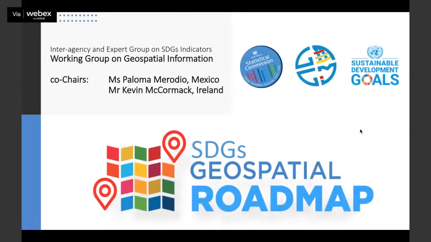Just to get started, we are going to go through a couple of slides to give some background about the work that the Working Group on Geospatial Information of the Interagency Expert Group on SDGs has been working on since 2020, when we revised the work program for the WGGI. Now we're very glad to have this geospatial roadmap that will be presented for adoption. If we can go to the next slide, please.